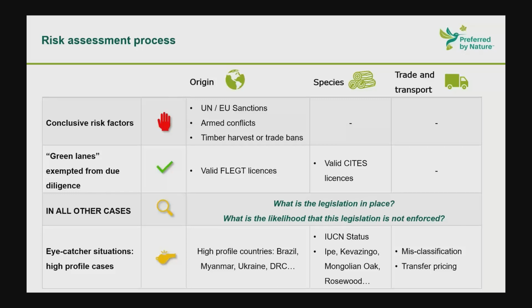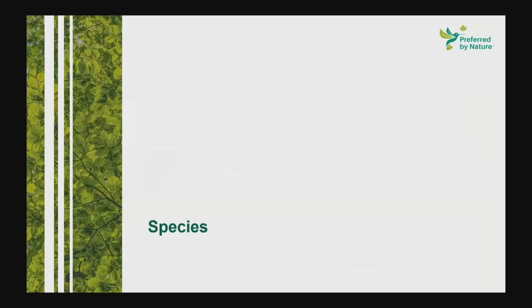It just means that it needs to raise your level of care and attention on these products. So again, there's a few examples that I will detail in the next slides. So yeah, just this process of identifying higher level green lanes or no-go situations, and then dive into is there any high-profile cases that is popping up, and if not, okay, now I need to look at the legislation in place and the likelihood that it's not enforced.